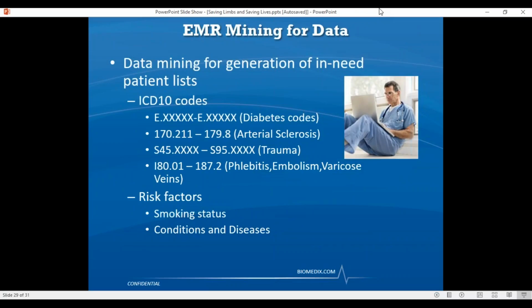Your EMR is a powerful tool for generating lists of in-need patients. Reports can be generated based on diagnosis, such as diabetes, arterial sclerosis, trauma, or vein conditions. You can also generate reports, patient lists, or queries based on certain risk factors, such as smoking or high blood pressure. If we can be of assistance in this area, please do not hesitate to let us know.